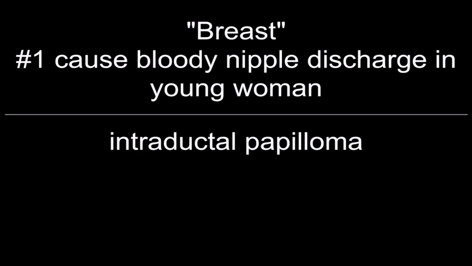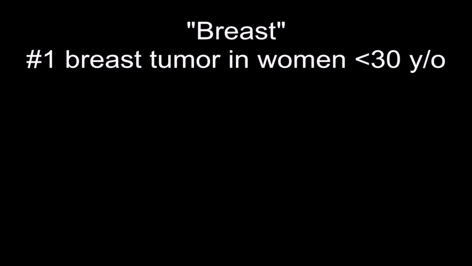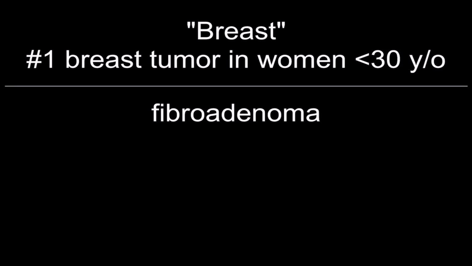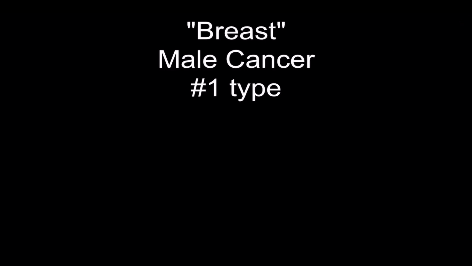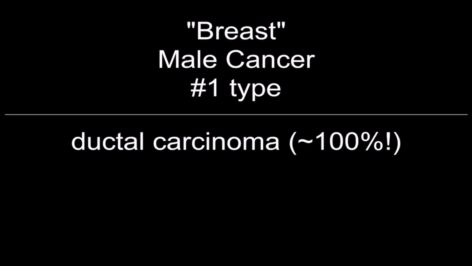Number 1 cause of bloody nipple discharge in a young woman: intraductal papilloma. Number 1 breast tumor in women under 30 years old: fibroadenoma. Paget's disease of the breast is defined as scaling rash with dermatitis caused by invasion of skin by cells from ductal carcinoma. Number 1 type of male breast cancer: ductal carcinoma almost 100% of the time.